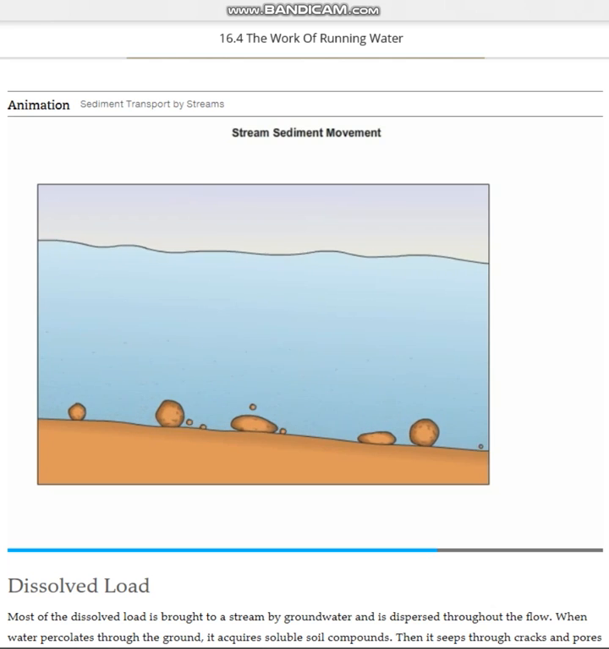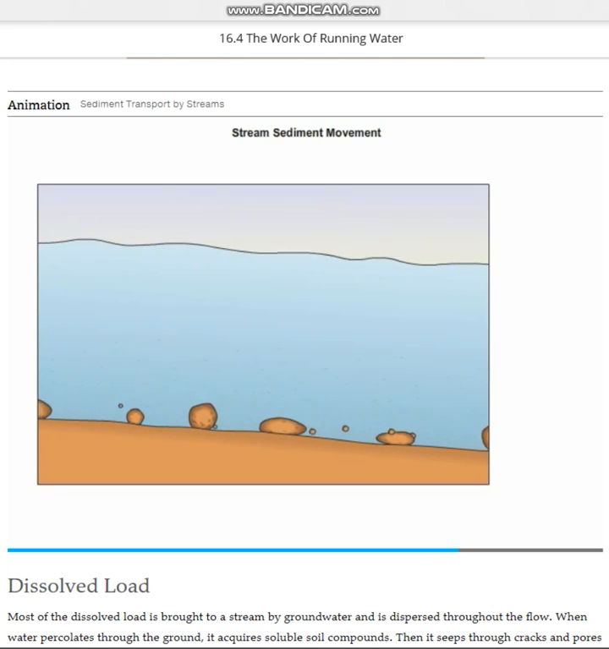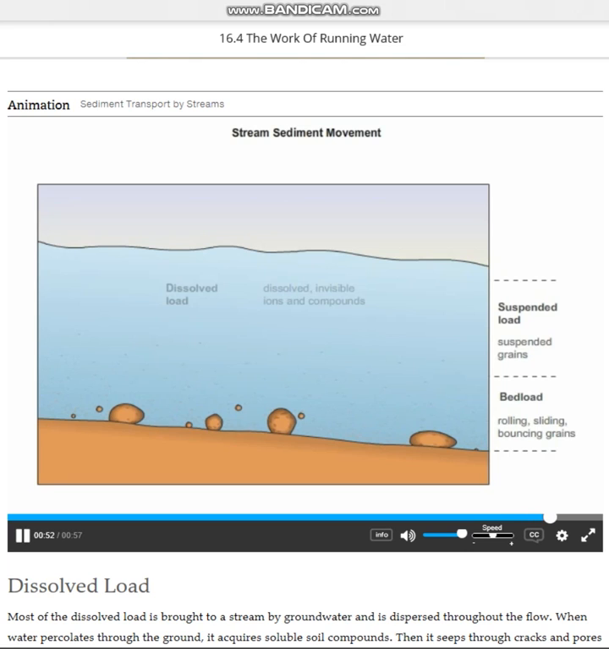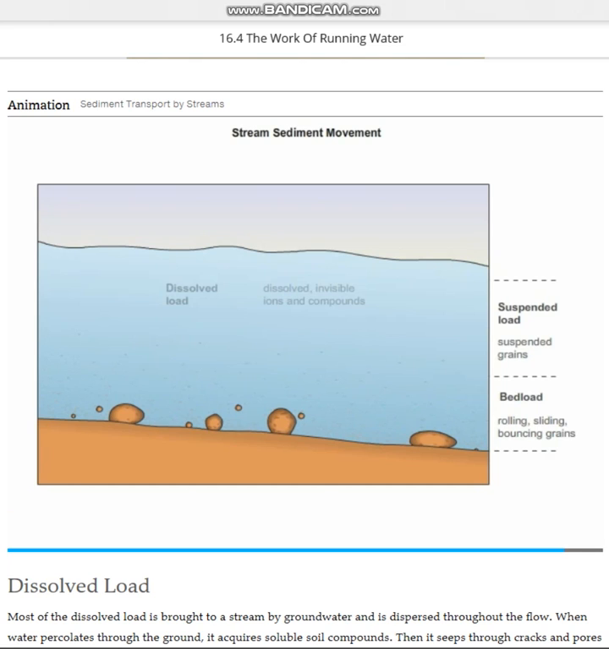Material moving in solution is known as the dissolved load of the stream, while sediment moving in suspension constitutes the suspended load. The larger material moving by saltation or traction makes up the bed load of a stream.